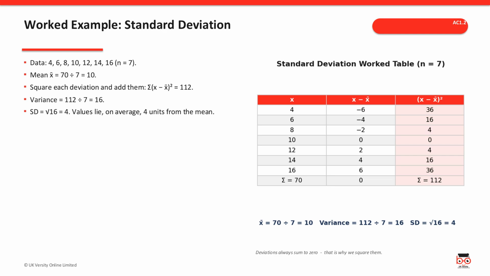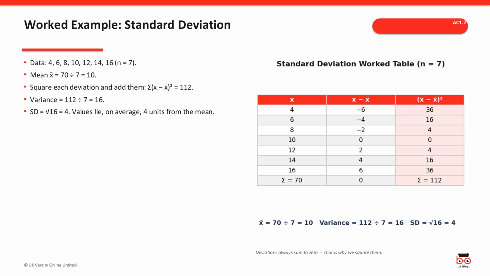Time to put numbers in. Take the data 4, 6, 8, 10, 12, 14 and 16, so n is 7. The mean is 70 divided by 7, which is 10. Now the deviations from 10 are minus 6, minus 4, minus 2, 0, 2, 4 and 6. Square each and add them up, and the sum of (x minus x bar) squared comes to 112.